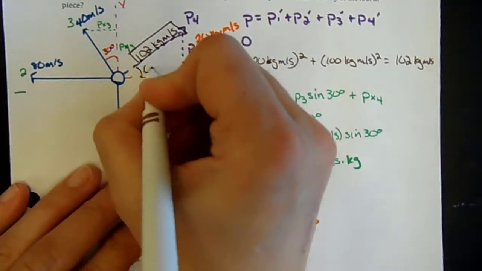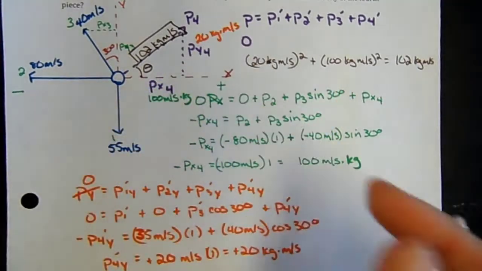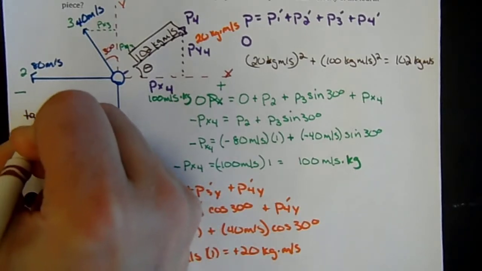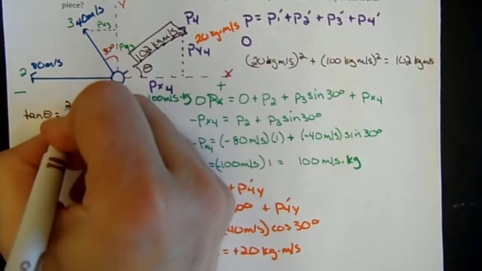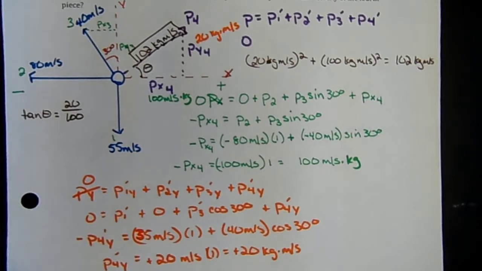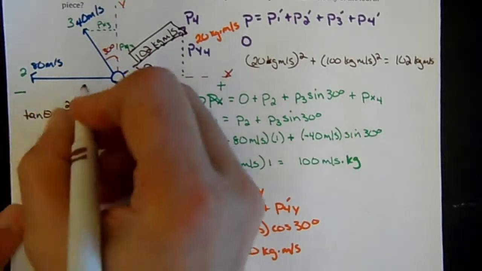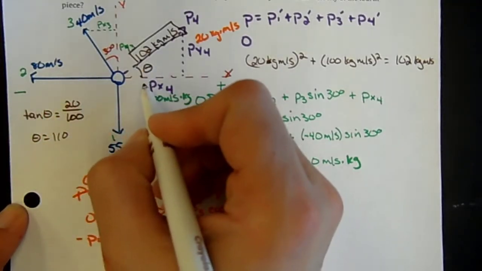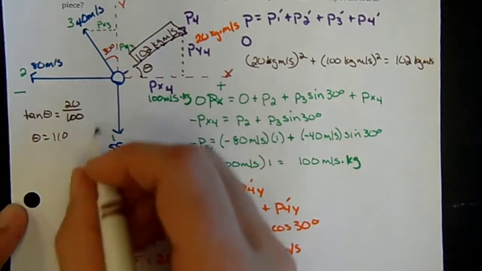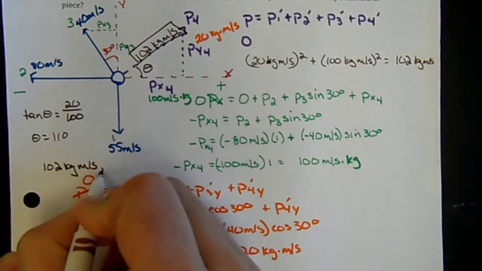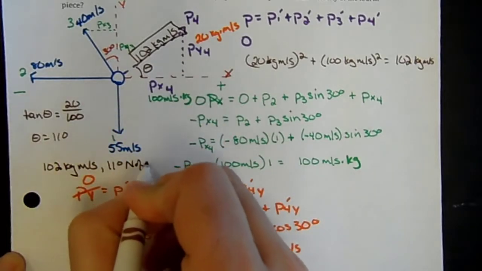Okay. So that gives us the magnitude of our momentum, and now we want to find our angle. And so again, pick your favorite function. We can just use tangent over here. So the tangent of theta will be the opposite over adjacent. So 20 divided by 100. And then the inverse of the tangent will give us 11 degrees. And this is going to be 11 degrees north of east. So our momentum we can write as 102 kilogram meters per second at 11 degrees north of east.